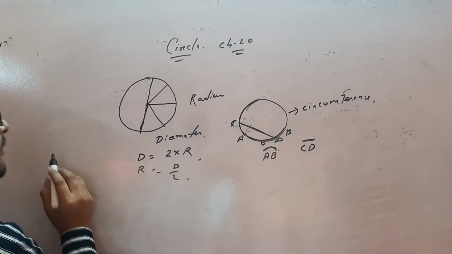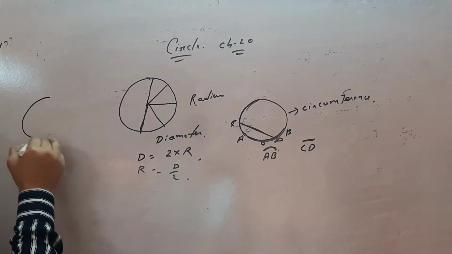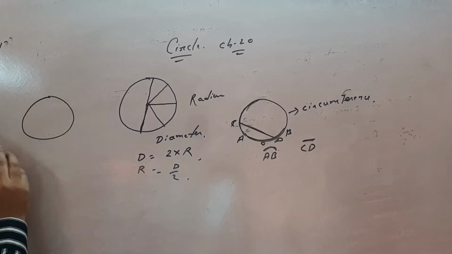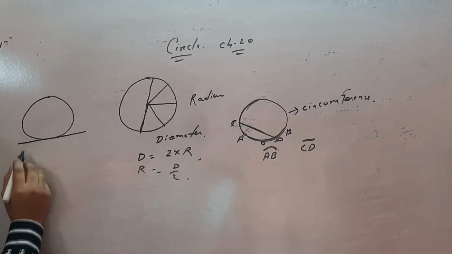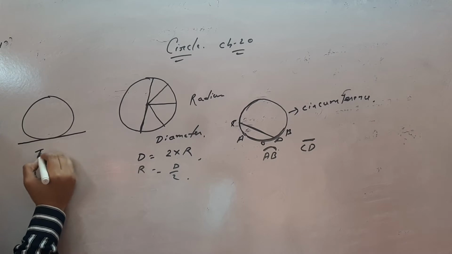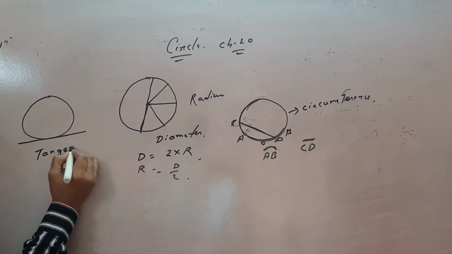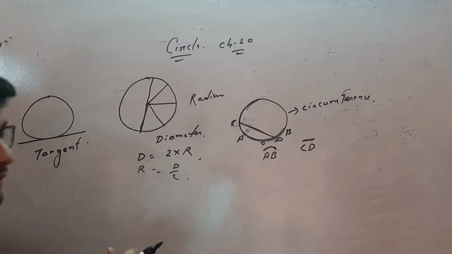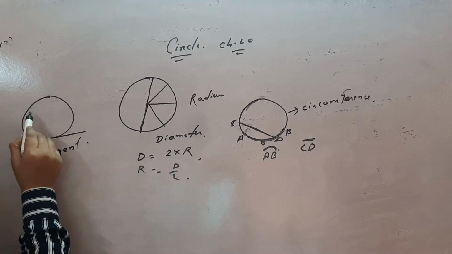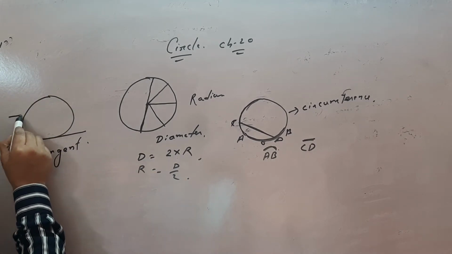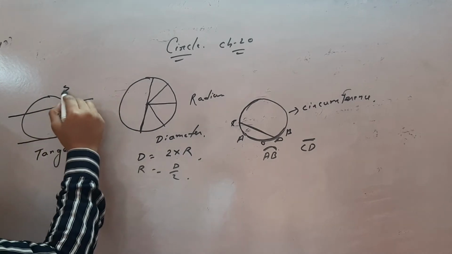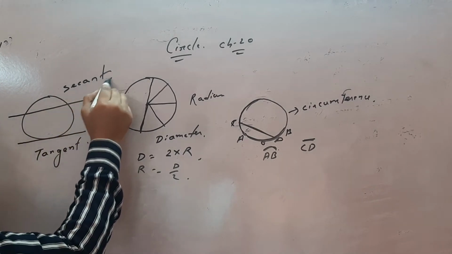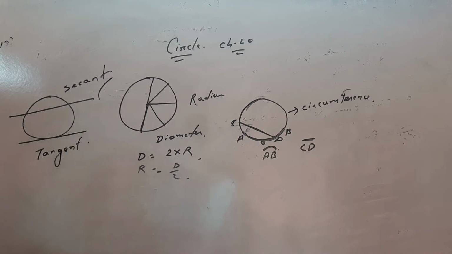Suppose this is a circle, and the line passes from the outer side but touches at one point of the circle. This line is called tangent. And one line passing from the interior to the exterior, that means from the inner side to the outer side, this line is called secant. Clear? These are the basic concepts.